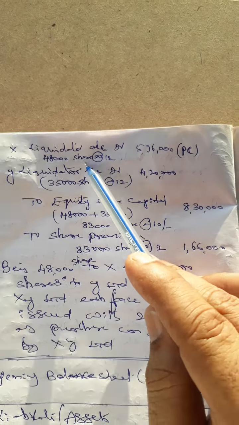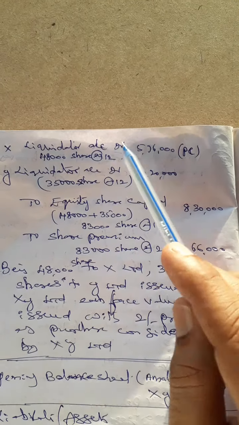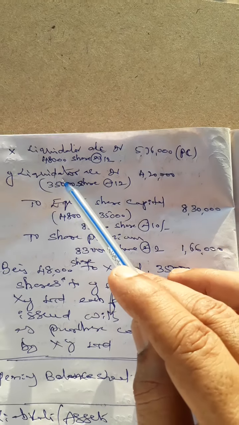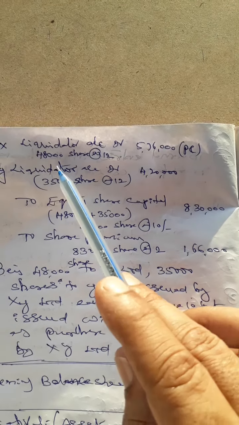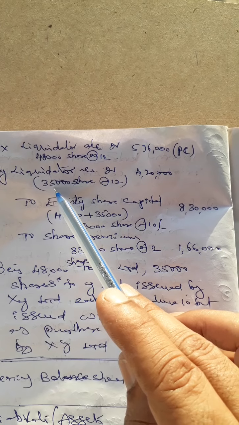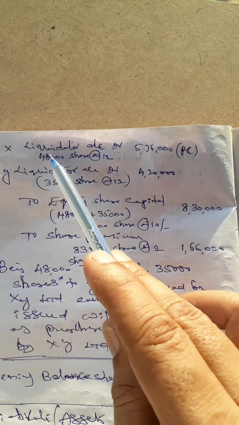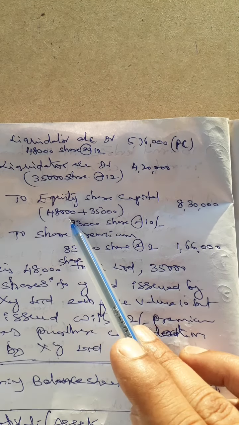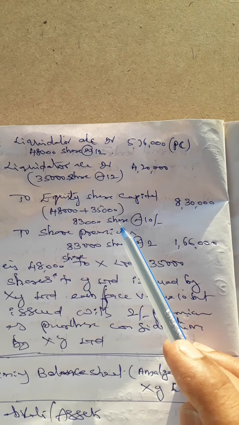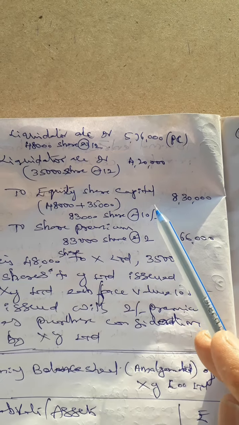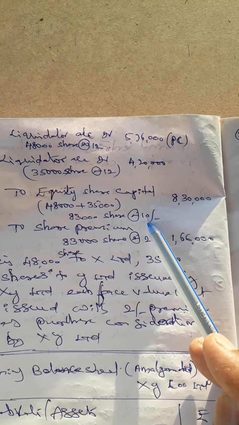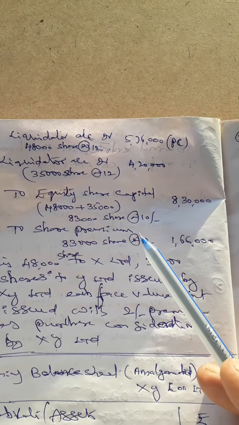So it is available in the working notes. Check it once. Okay. Debit the X Limited liquidator and Y Limited liquidator. Credit the equity share capital. Here 48,000 shares are given to X and 35,000 shares to Y. Adding both, Nana, we get 83,000 shares, each with a face value of 10. Please credit to the capital account only the face value. But actually we are issuing with a 2 rupees premium.